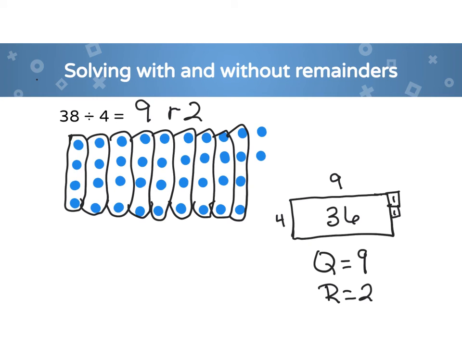Okay, so I just drew a little simpler area model. I just didn't draw in all the boxes because I already know that 4 times 9 is 36, but my answer is going to be 38 divided by 4. So I put in my 2 extra ones, which would be 36, 37, 38. My quotient is 9, my remainder is 2.